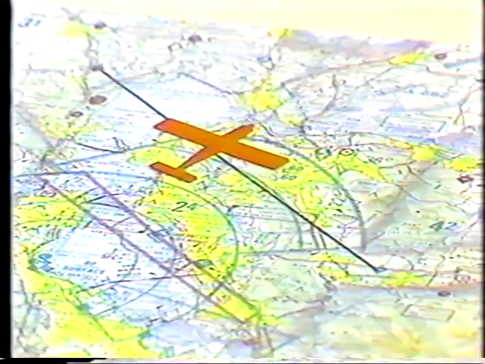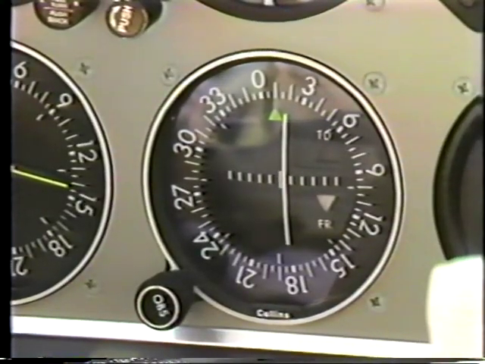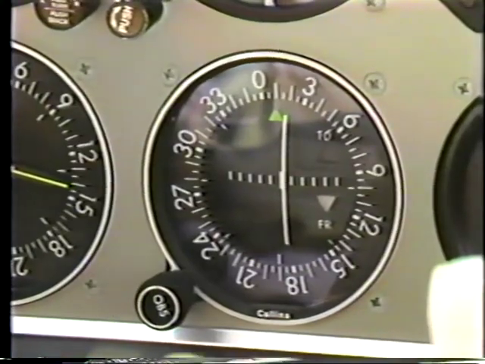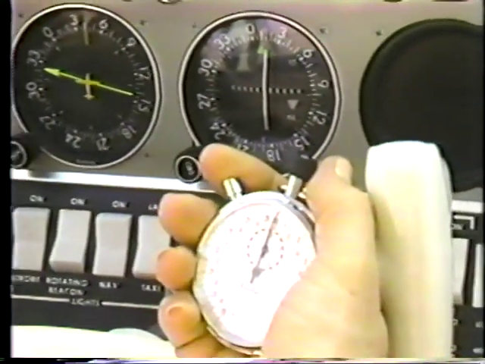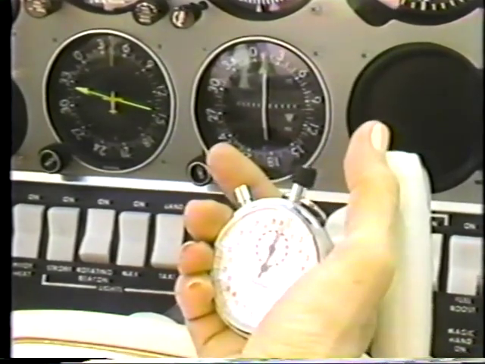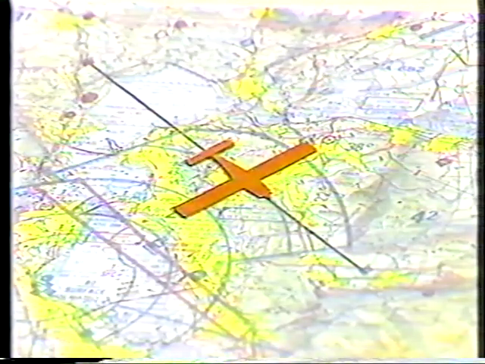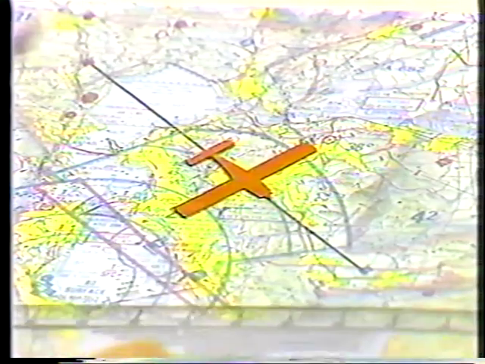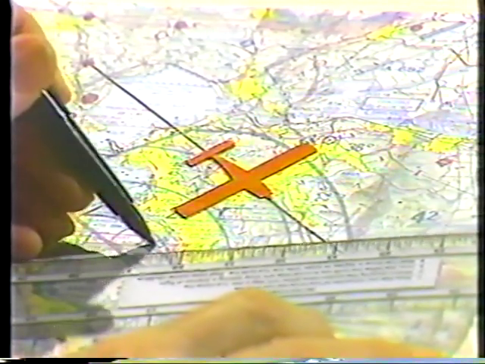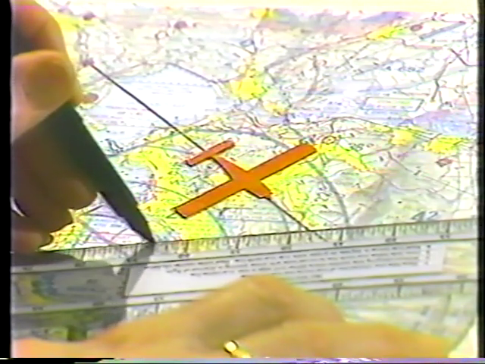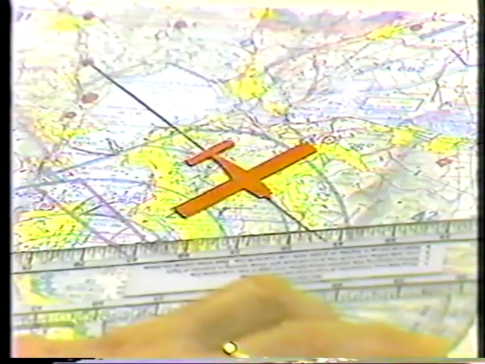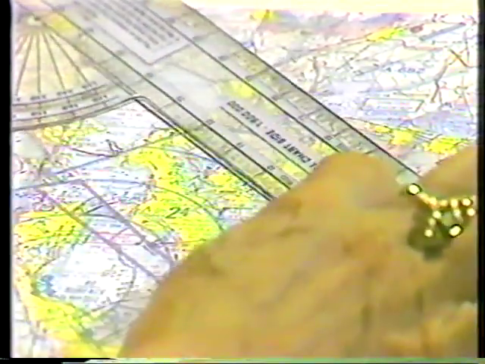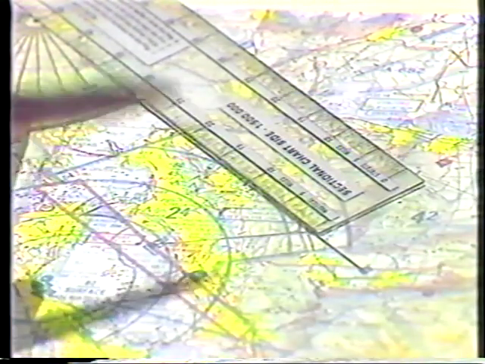010 degree radial. At the moment the CDI centers, showing we are crossing the 010 radial, we start timing. Now we select a second radial several miles ahead of our present position. We select the 060 degree radial and draw a line from the VOR across the azimuth along the 060 degree radial to the point where the line crosses our course line. Next, we measure the distance between the two radials. It is 10 nautical miles.